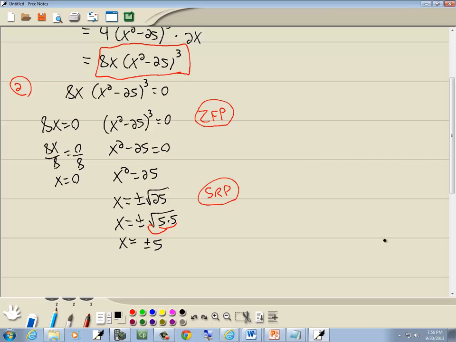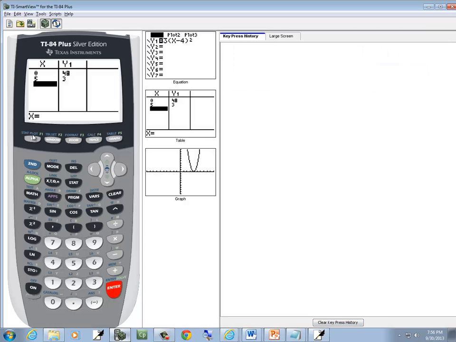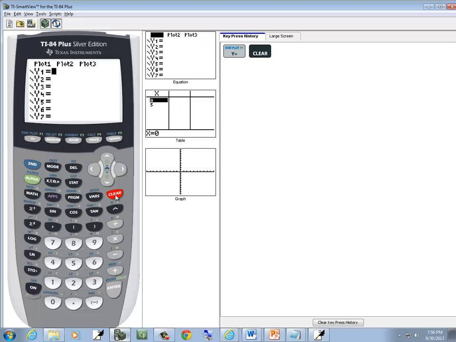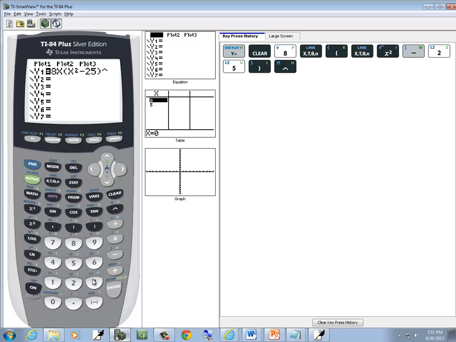Before we build our table of intervals, let's go ahead and plug our derivative into our calculator. So press y equals, press clear, and we want to put in 8x, beginning parentheses, x squared minus 25, close parentheses. And then we want third power, so do caret 3.